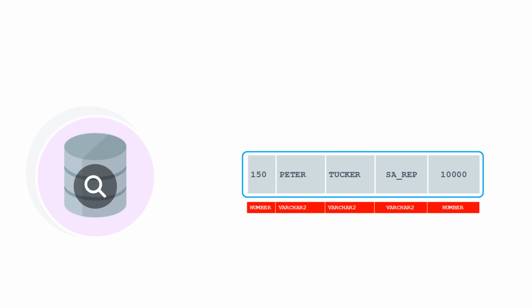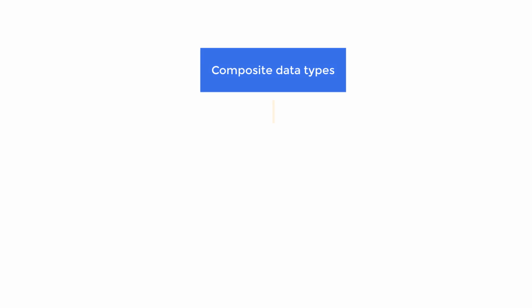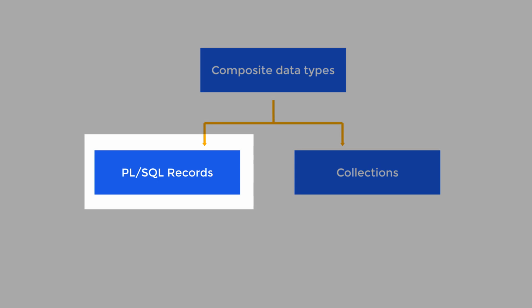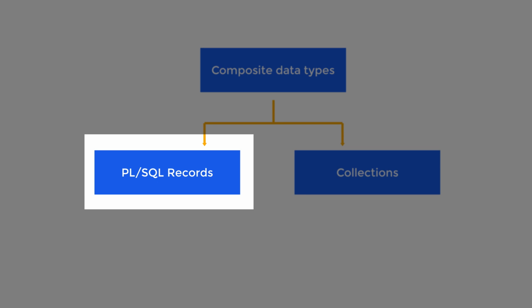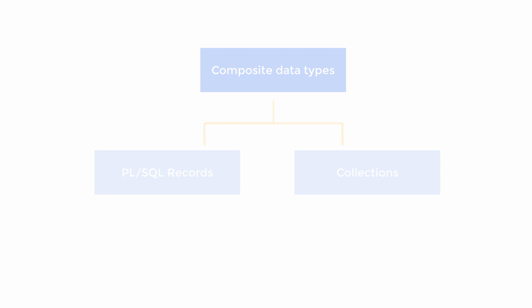With PLSQL records, you can also manipulate the retrieved details and then write the details back into the database as a single logical unit. As we already discussed in week 1, PLSQL records and collections are the two types of composite data types supported by PLSQL. We will explore PLSQL records in this video and discuss the different types of collections in the next video.